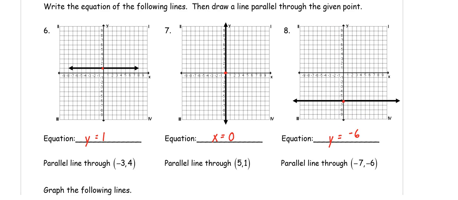Now when it says draw a line parallel, parallel means that the lines are going to be going in the same direction. So if I want to draw a line parallel through the point -3, 4, I'm going to go to -3, 4. And if I want a parallel line, I need to draw a horizontal line, because our other line was also horizontal.